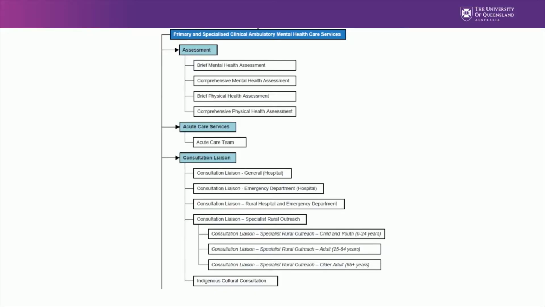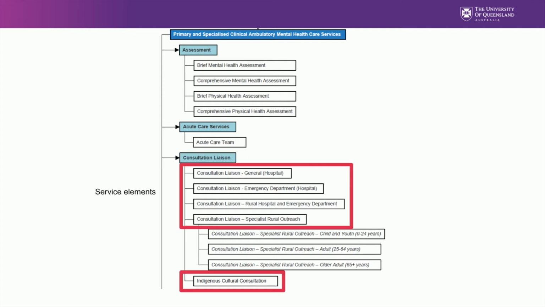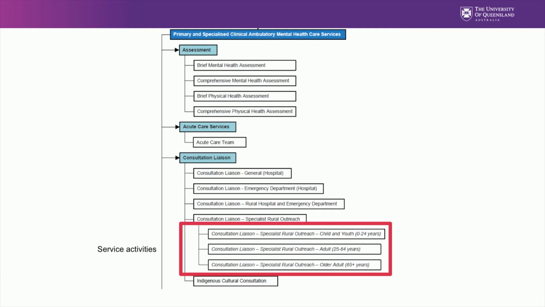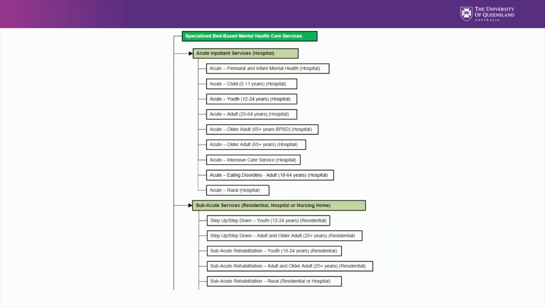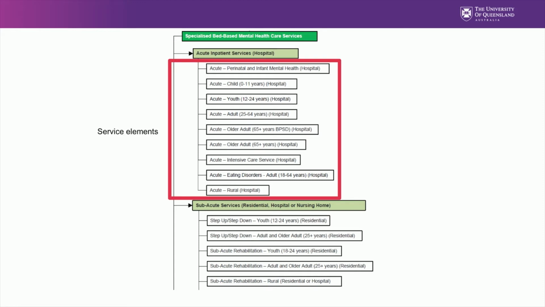Zooming in a bit, within the primary and specialized clinical ambulatory services stream, there is a service category for consultation liaison. Within this category, there are service elements for different types of consultation liaison services. Within the specialist rural outreach service element, there are a variety of service activities. Within the stream for specialized bed-based mental health services, there is a service category for acute inpatient services. Within this category, there are service elements for different types of acute inpatient units.